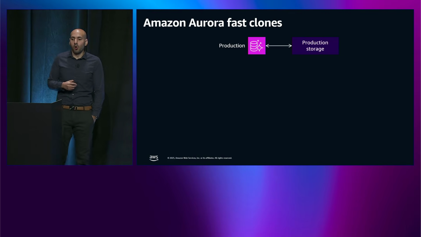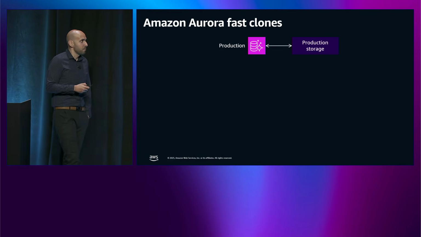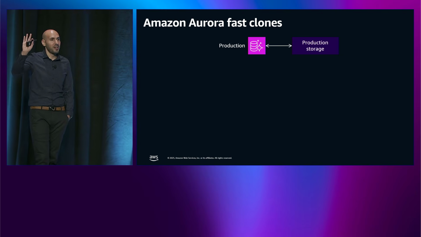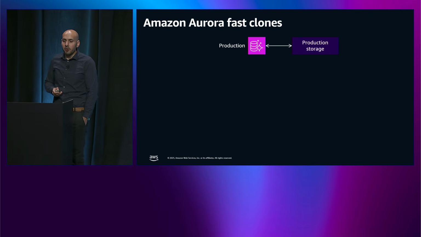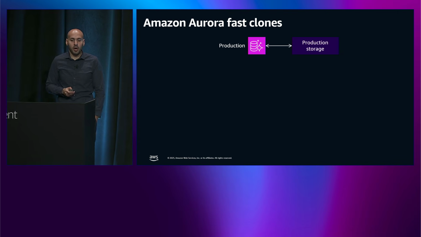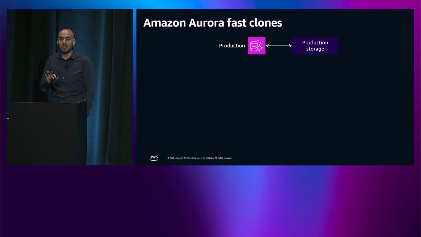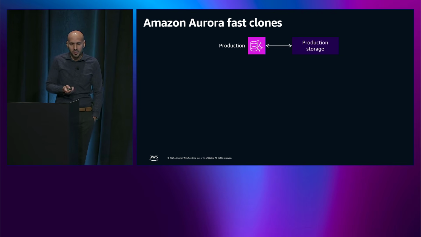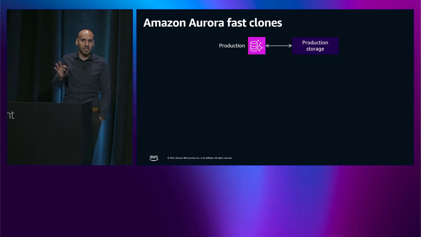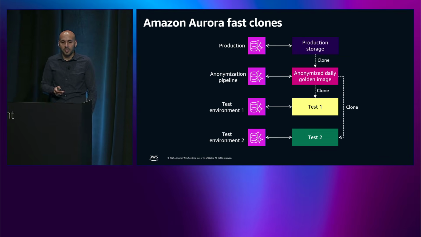What we can do is use an Aurora feature called fast clones. Anyone heard about fast clones in Aurora? Okay, some of you. Fast clones is a technique where the Aurora storage volume underneath your instance can be virtually copied. This is using a copy-on-write protocol. That means that we don't actually copy the data, only a few pointers.